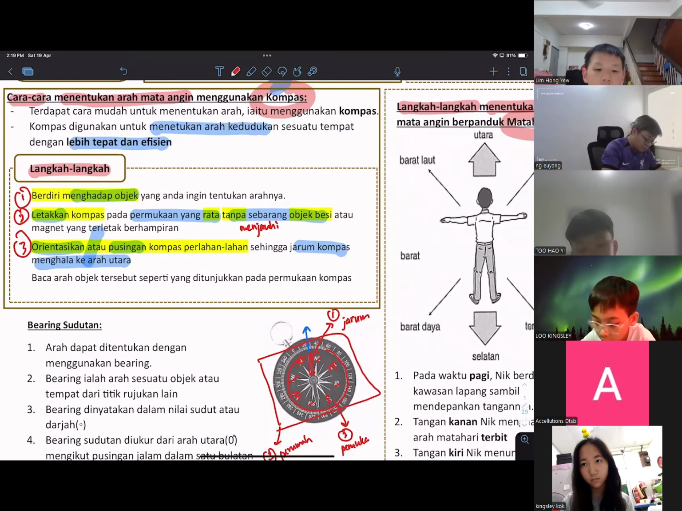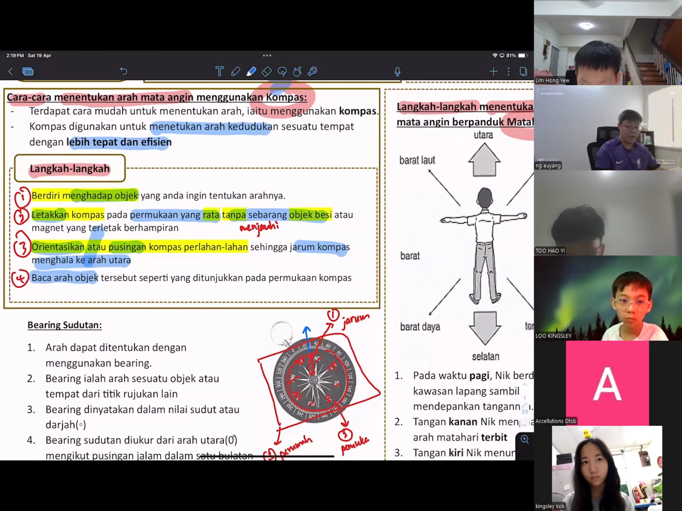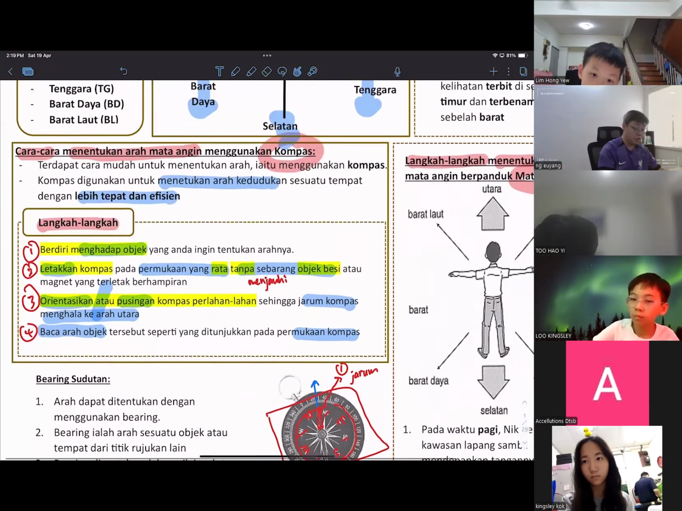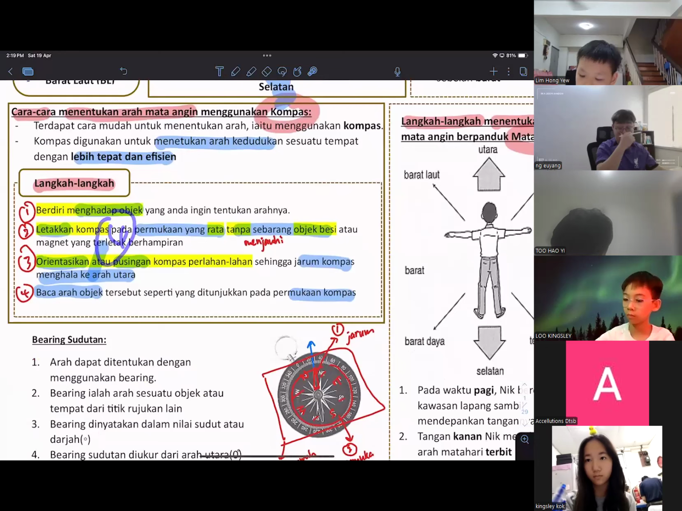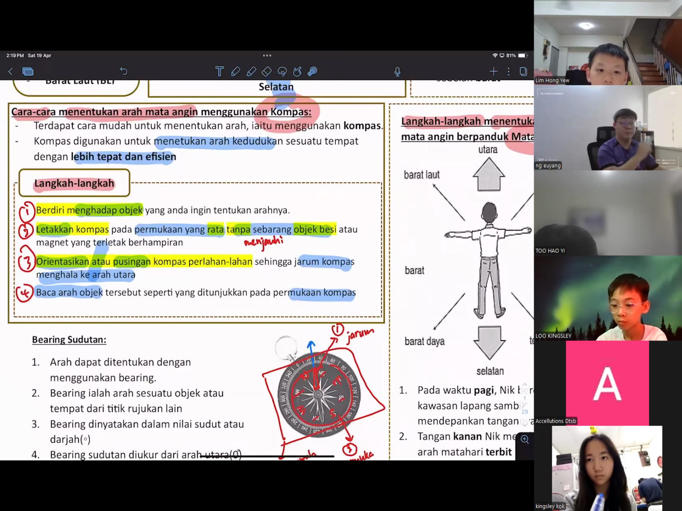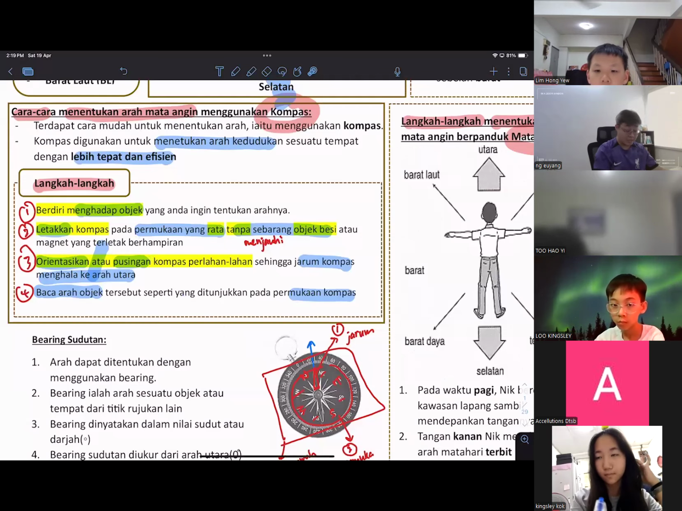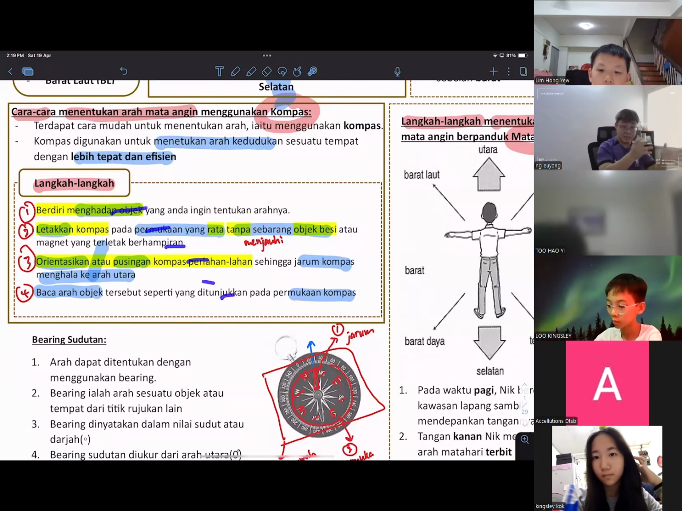So the last one is identify. So membacakan arah objek or just menentukan arah objek from the permukaan kompas. That's it. That's the four langkah. Usually it's going to come up at least in your soalan objective or soalan structure. So which means you might have the chance to bina your own sentences in the soalan structure.